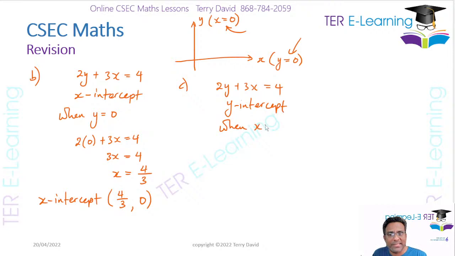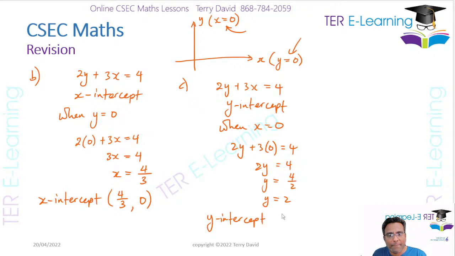In this case here, x is equal to 0. So this is going to be 2y plus 3 multiplied by 0 is equal to 4. So 2y is equal to 4, and therefore y is equal to 4 divided by 2. So y is equal to 2. So therefore my y-intercept is going to be (0, 2). So that's how you determine the intercepts when you are given the equation of a line.